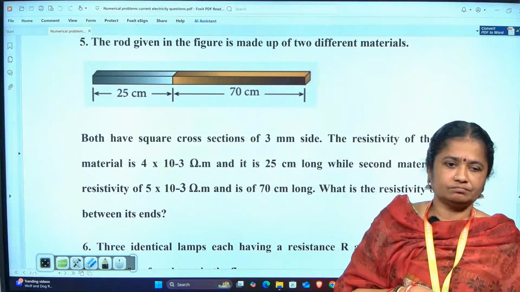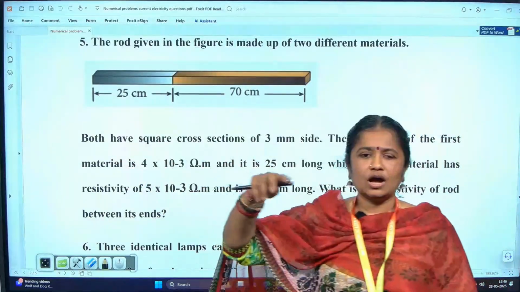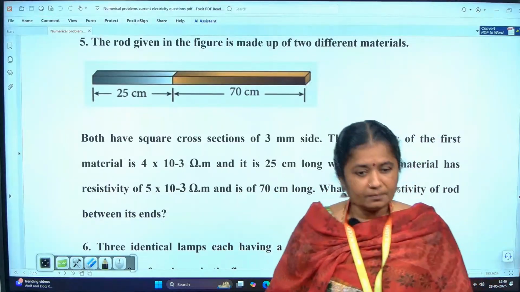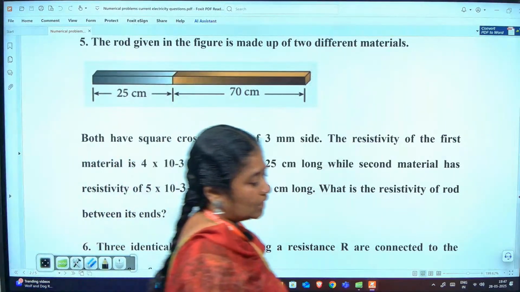Then substitute. This is resistance in series. So R, total resistance, will be equal to R1 plus R2. Find the common resistance. Then you can calculate the resistivity. Find the common resistance first. Calculate the total resistance first. RS is equal to R1 plus R2.